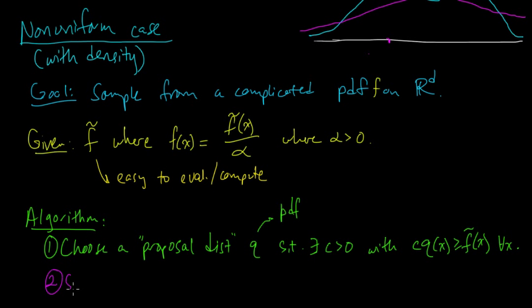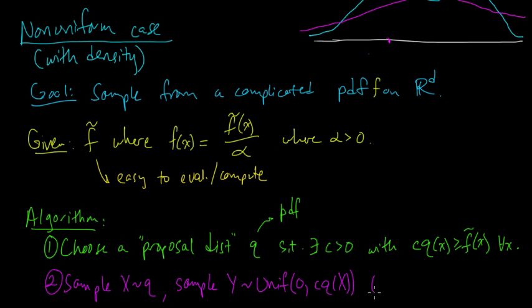The second step is we draw a sample from the distribution Q. So we sample x from Q, and then, given x, we sample y from the uniform distribution on the interval from 0 to c q of x. Actually, that should be capital X. And this is the conditional distribution, so we're sampling from the conditional distribution given X here.